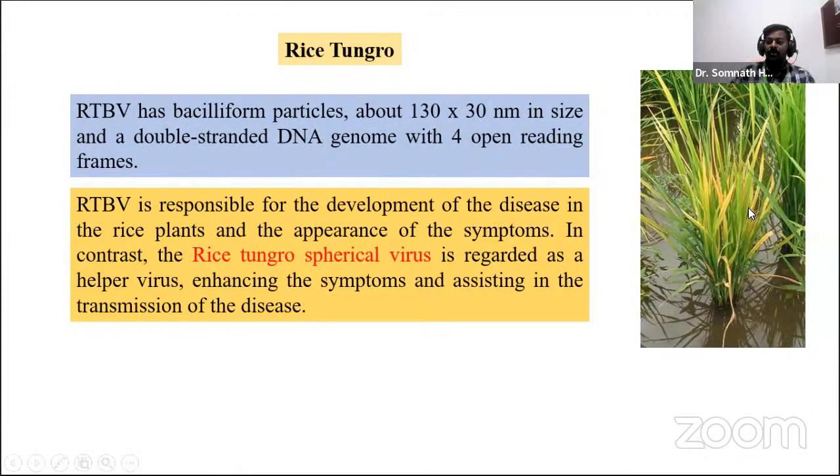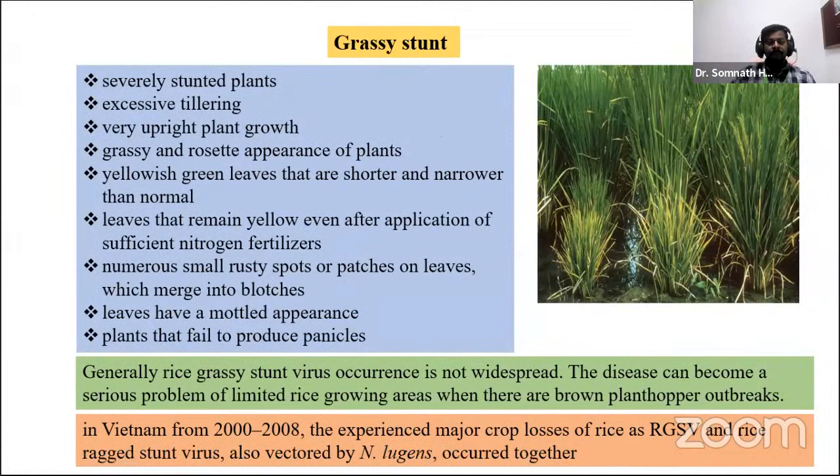The second viral disease is grassy stunt, where the infected plants show severe stunting, and grassy and bushy growth of the plants occurs under field conditions. Rice grassy stunt virus in India is not that widespread. This can become a serious problem in limited rice growing areas when there is a brown plant hopper outbreak.